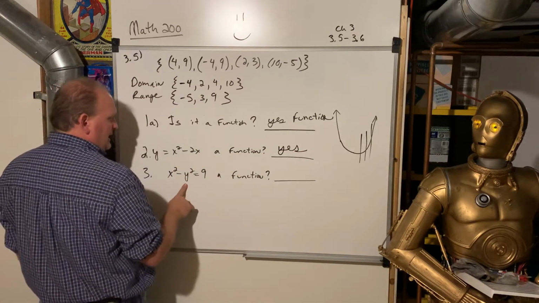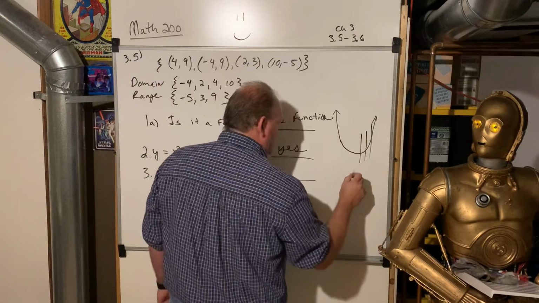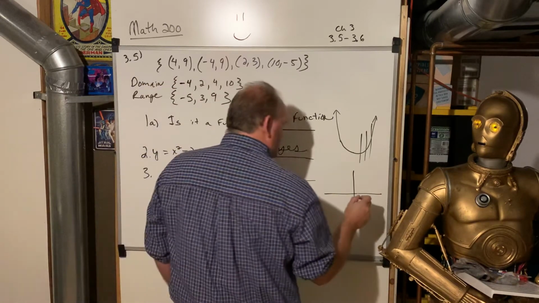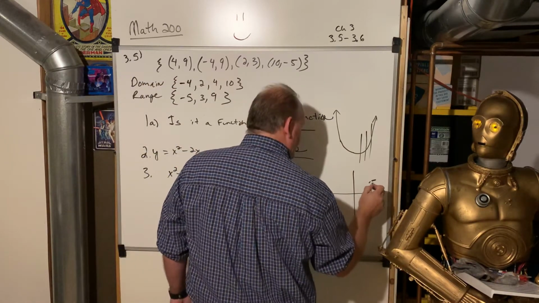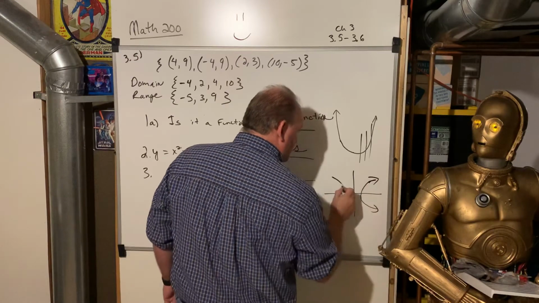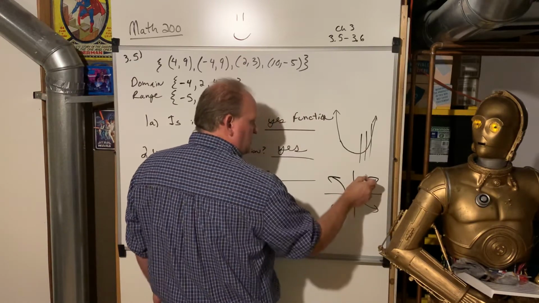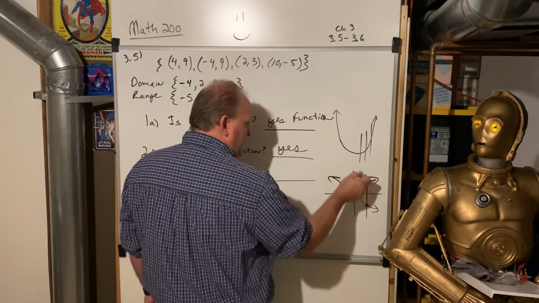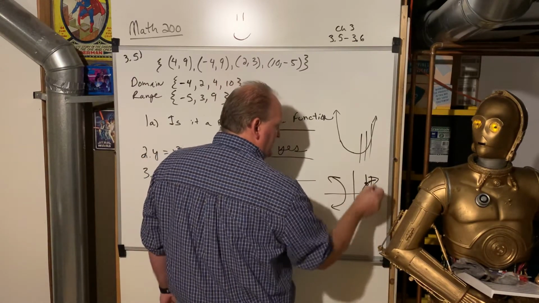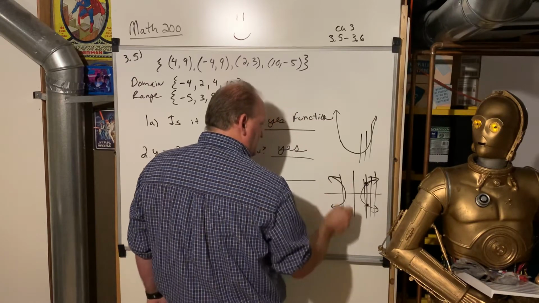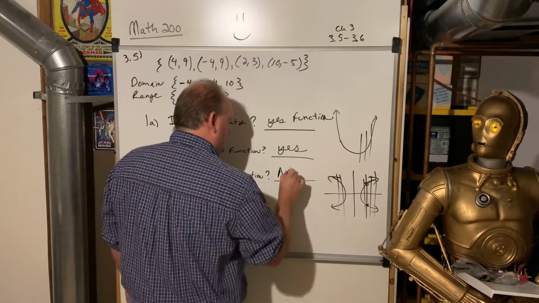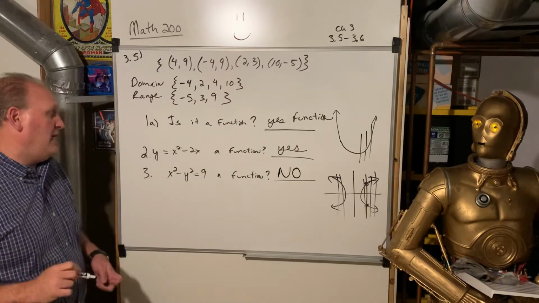Is x squared minus y squared equals 9 a function? That's going to be a big no. That is a graph of a hyperbola. So that's like two sideways parabolas. So that fails because, see, there's a point directly above another point. And if it happens just once, it fails. But this happens all over the place. So that is a big old no for that one.